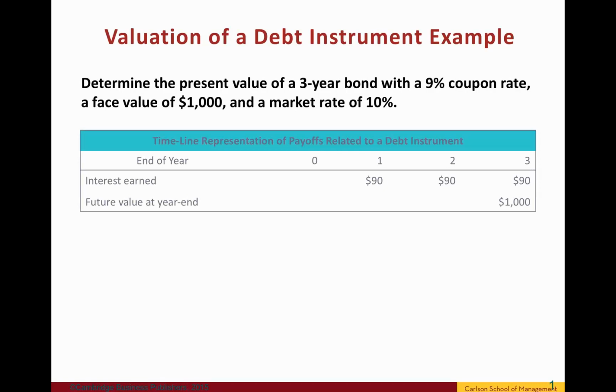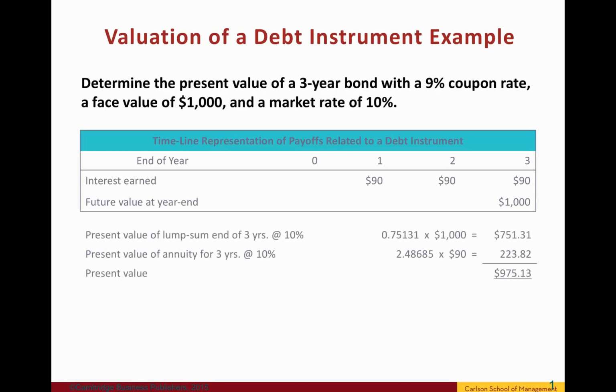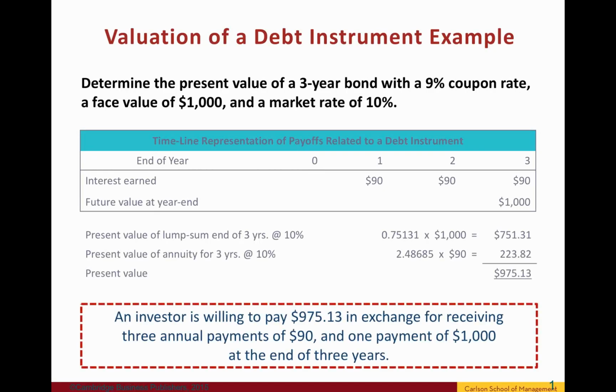So you guys have seen this in other classes, but if we're looking at valuing a debt instrument example, it's just going to be looking at how much an investor is willing to pay for a bond in a company today, and what that bond is going to be worth in the future. So typically that face value is going to be $1,000. On this example, we have an interest rate or coupon rate of 9% on a 3-year bond, a face value of $1,000, and a market rate of 10%.